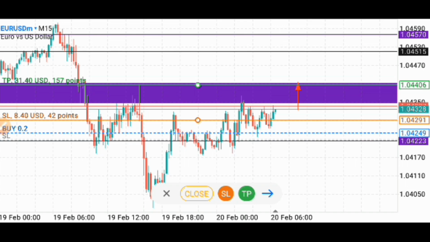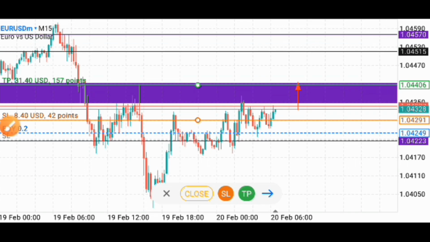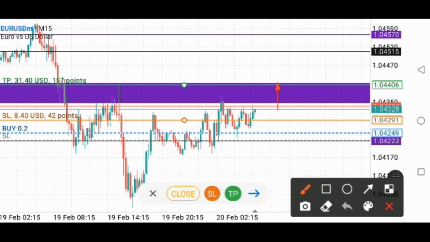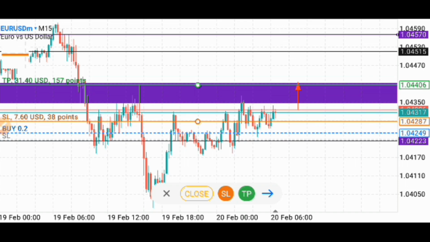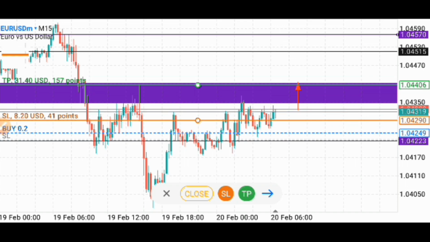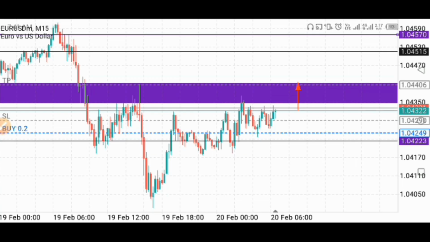So now I want to set mine at $8. So if the market comes against me, I will make $8 in this market. Very simple. I hope you've learned something today. So I'm going to modify this so that it will be effective, because this is a live trade. So I'm trying to modify it to set the SL to where I want it to be. So I'll modify it here. Done. As simple as that.